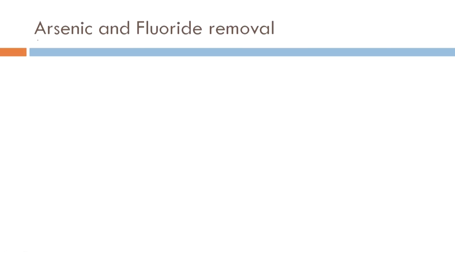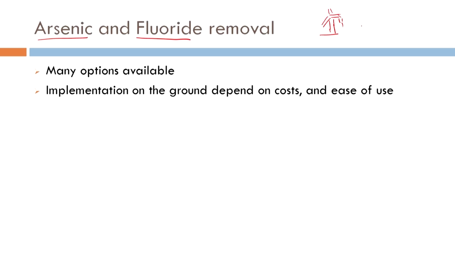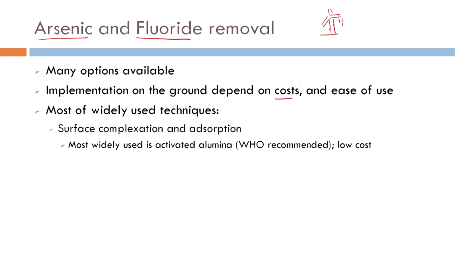But one other aspect is, in groundwater we know that we have arsenic and fluoride, and we know that in India many people use hand pumps for getting the water out, right. So, what can you do here, let us see. There are many options available, but costly, and that is where they typically fail. Let us look at some of the most widely used techniques.